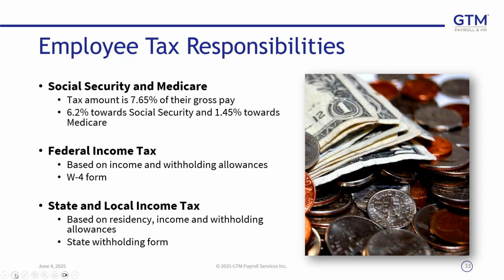If a family decides to withhold income tax, they need to provide their employee with a Form W-4 and a state withholding form. This is going to determine how much to withhold from the employee's pay for income taxes. So state and local taxes, if applicable, will obviously vary depending on where the employee lives.